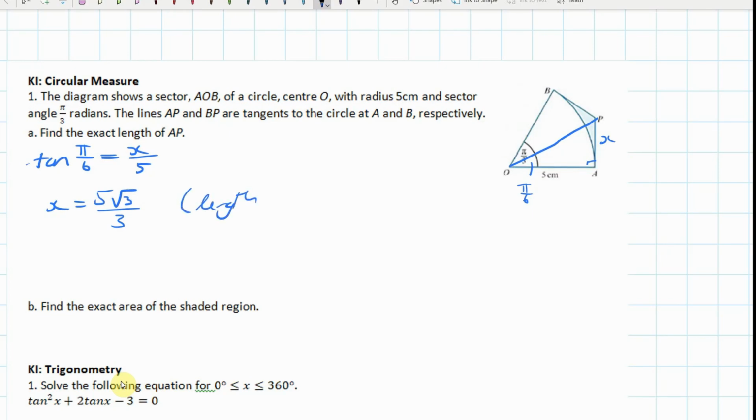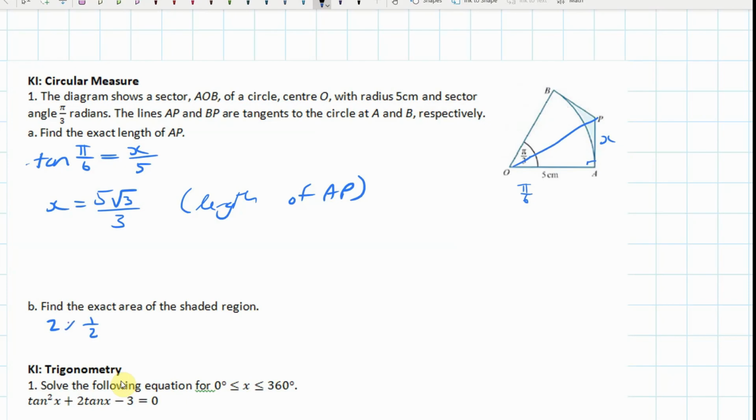That's the length of AP. Find the exact area of the shaded region. Okay, so what we're going to do for the shaded region is we're going to find the area of this triangle and double it, right? And then we're going to subtract this sector here, okay? So the area of the triangle, there's two of them, right? There's two of those triangles.